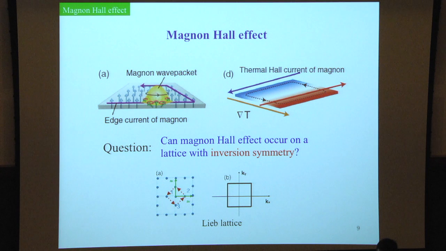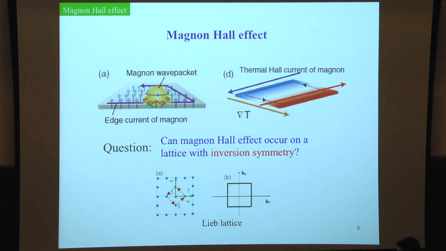And another interesting topic is the magnon Hall effect. The basic idea is that for a given magnetic insulator, we put a temperature gradient along the longitudinal direction. And if there exists a transverse thermal conductivity in this direction, then we have a magnon Hall effect. And the semi-classical understanding is that there's a rotational magnon wave packet, and if the system has an edge current of magnons along it, then we have the effect.